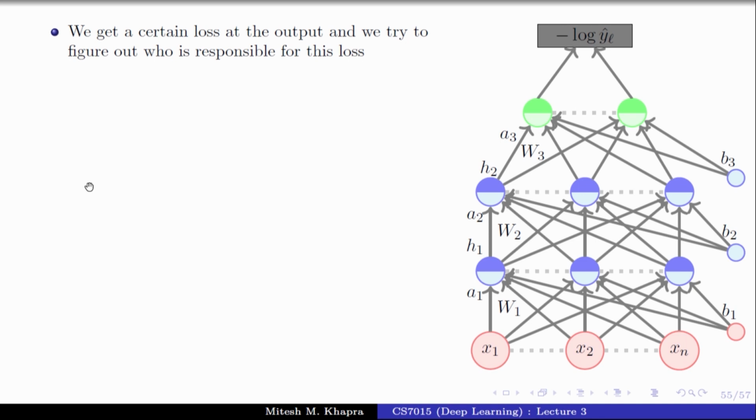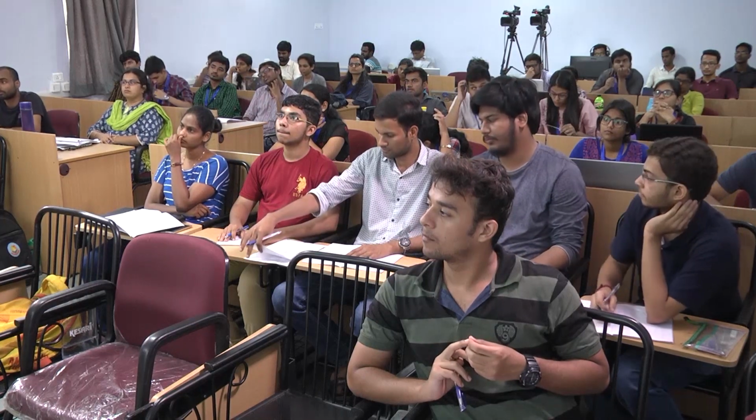So what is happening here is now we have a deep and wide network, and we get certain loss at the output, and we try to figure out who is responsible for this loss. So give me that answer. Who is responsible for this loss? So we go and ask the loss that you are producing a non-zero value. What is wrong with you? Why are you not behaving properly?